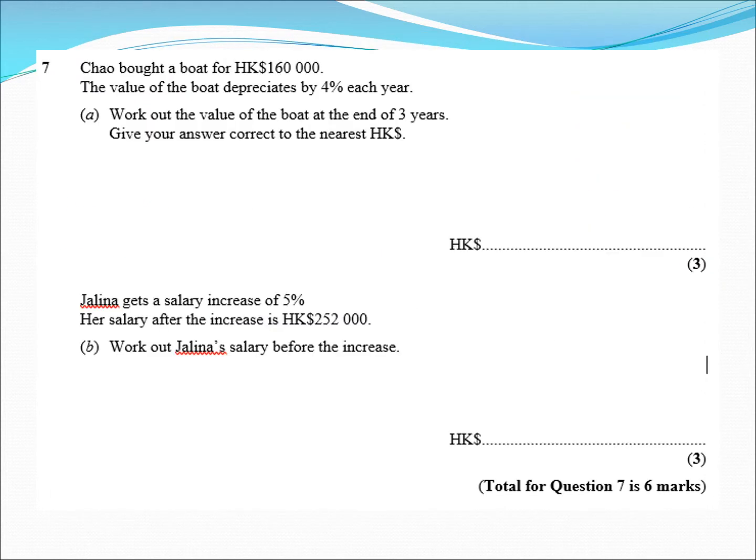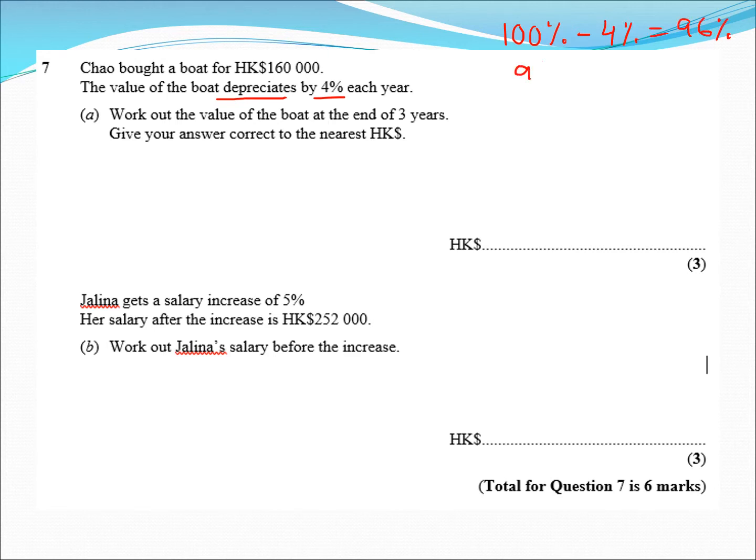Chow bought a boat for 160,000 Hong Kong dollars. The value of the boat depreciates by 4% each year. Work out the value of the boat at the end of 3 years. Okay, so it's a depreciation question. That means the value is reducing, right? The value is depreciating every year by 4%. So let's work out the multiplier. If the original value is 100%, we subtract 4% and I get 96%.